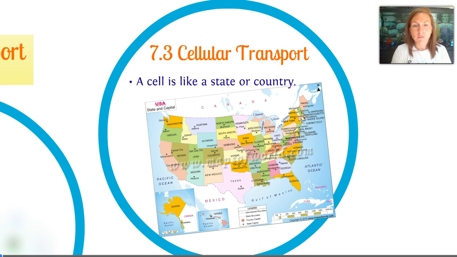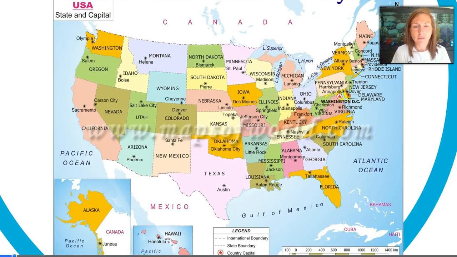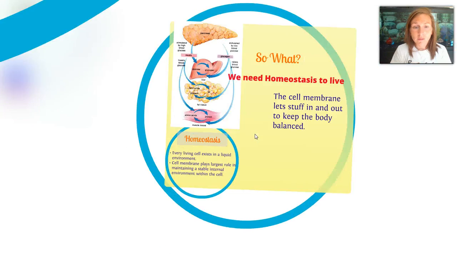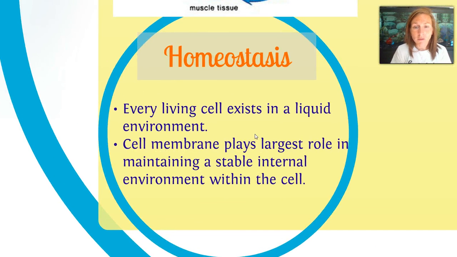It's important to think of the cell kind of like a state or a country that has its own borders, just like Missouri does. Missouri is in the middle of the United States, and we're bordered by several other states. We transport things to and from Missouri in order to get goods, especially food, to meet the demands of the population. Well, the cell membrane also acts like a border for a cell and allows certain things in and out to respond to the demands of the cell itself, which in turn plays the greatest role in homeostasis for the cell.